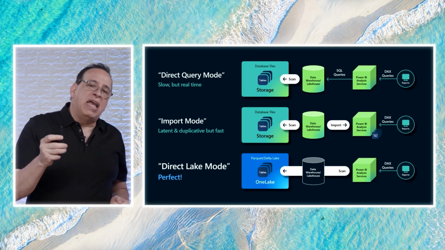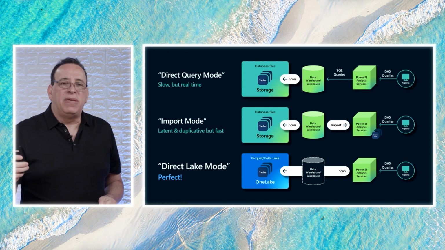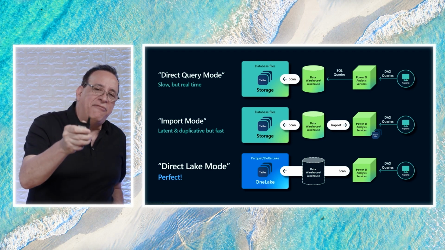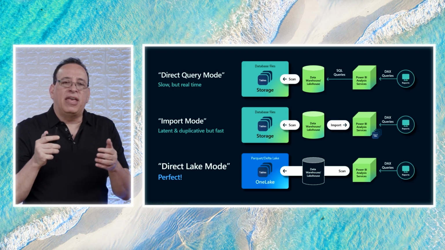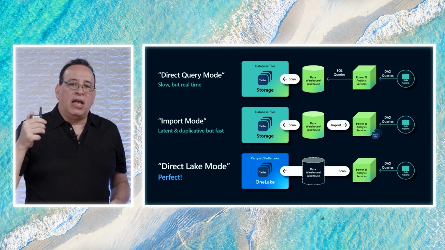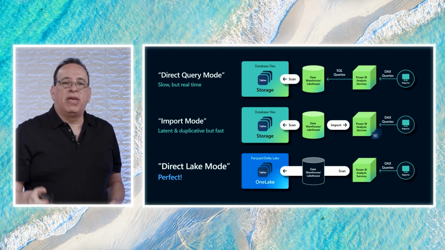You're using the BI engine to query the data, but you never have to import the data into the BI engine, because the BI engine is working directly on top of the same files that the data warehouse was working on. So those data parquet files in the lake are shared between the data warehouse and the BI engine. So the BI engine can give you the same performance of import mode without any duplication of the data.